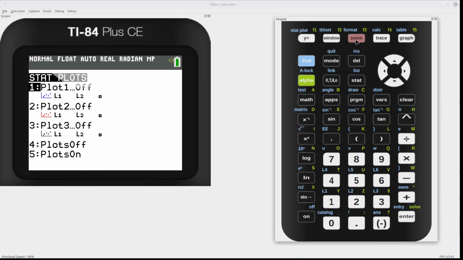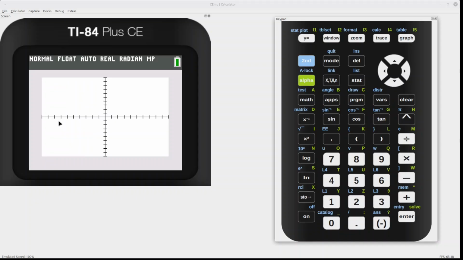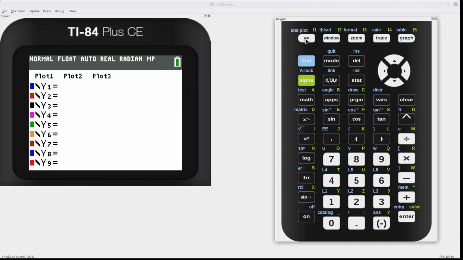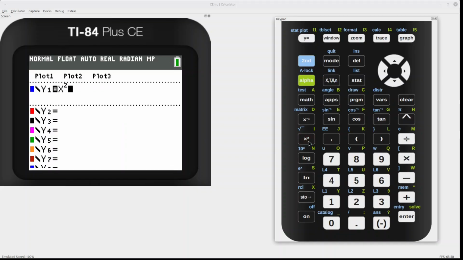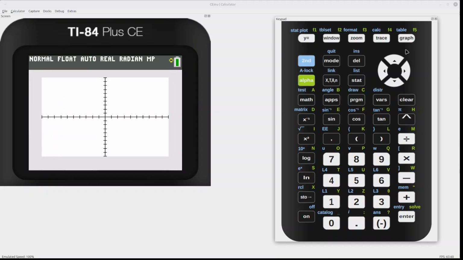Okay, let's set our window. So zoom, and we'll go down to zoom standard, which gives us a 10 by 10 graph. Okay, let's enter a function. So we'll say y equals x squared minus 4x plus 3. Okay, so let's see what it looks like.